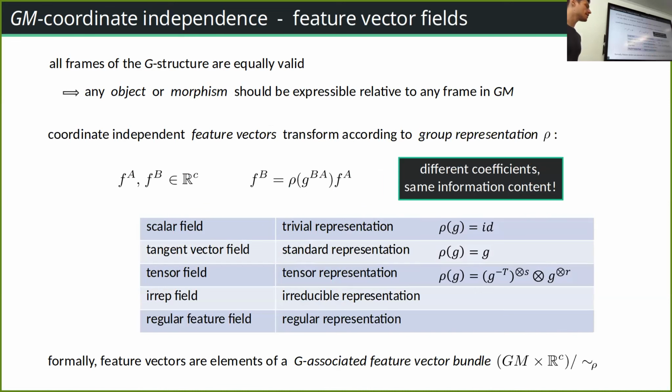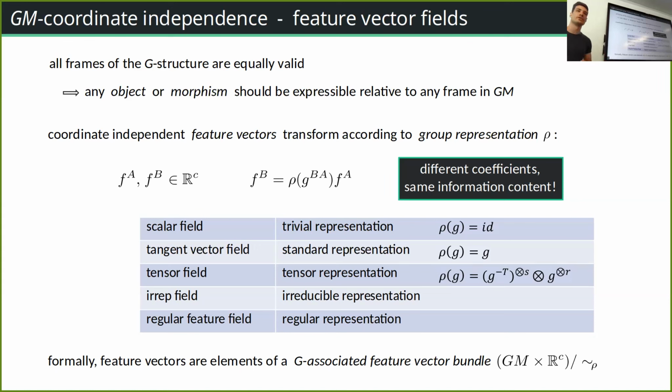Okay, and we do exactly the same with feature vectors or feature vector fields. Here the numerical representations f^A and f^B are C-dimensional feature vectors relative to frames A and B, and they are related by this gauge transformation law, that f^B is rho of g_BA times f^A. So if you transform your frame by g, then your feature vector will transform by rho of g, which is exactly what we had before, but now from a local gauge transformation viewpoint. And again, if we have a trivial representation, we get the scalar field. For the standard representation, a tangent vector field, tensor fields.